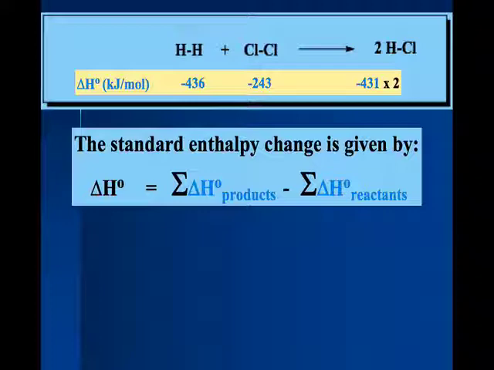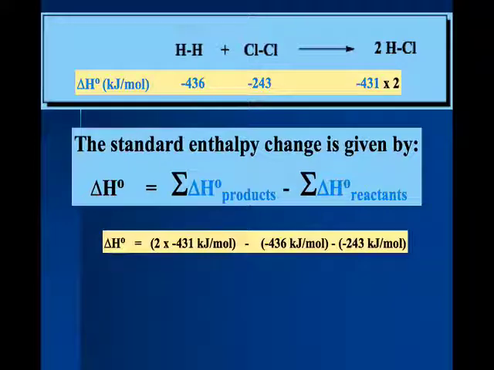Can anybody tell me? Can anybody take a guess? Why would we set it up as products minus reactants, not reactants minus products? What kind of bonds are going on in the products? Bonds being formed or bonds being broken? Being formed, right? And those are going to be endothermic or exothermic? Exothermic. And the bonds that are in the reactants, are those being broken or formed? And those are going to be endothermic.